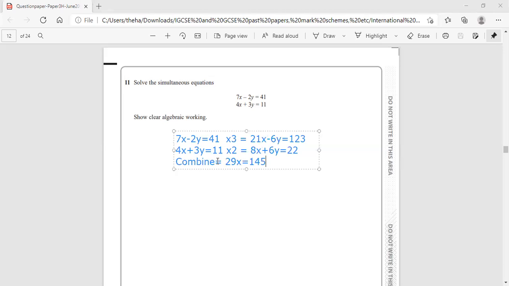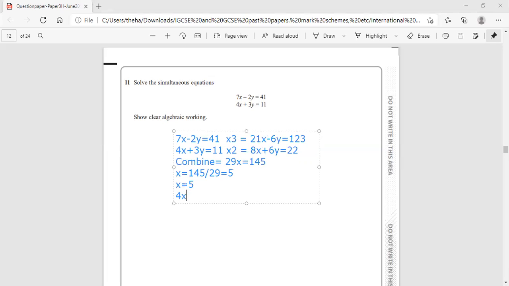Then we just do some simple algebra to solve it. So we get 145 divided by 29 is equal to 5. So we've got x equals 5. That is the hardest bit out of the way. That's how you find one of the values, and as soon as you find one of the values, you can find the other, because all we need to do is put it into an equation that we now know.